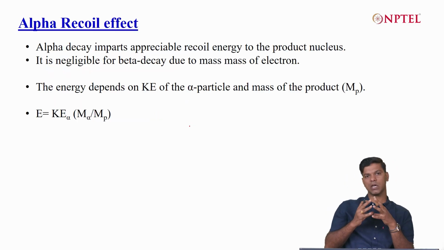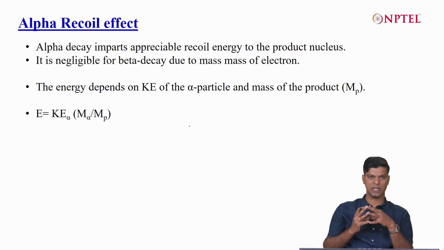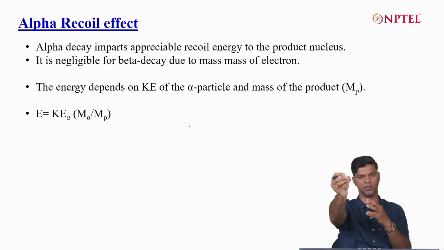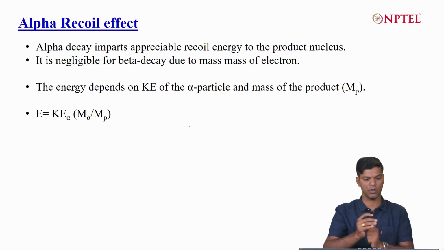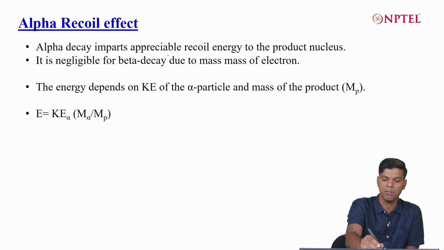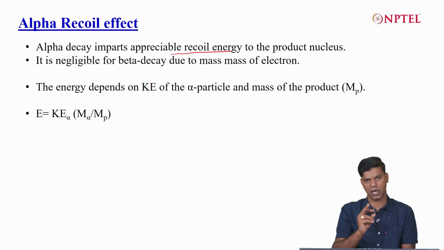Another important concept to understand here is the recoil effect during alpha emission. By Newton's law, we know every action has a reaction. Now, if you release a high energy at the MeV level, so there is a nucleus and the alpha particle has gone out, through that recoil the product will have some energy and that is the recoil effect. So, alpha decay imparts appreciable recoil energy to the product nucleus.